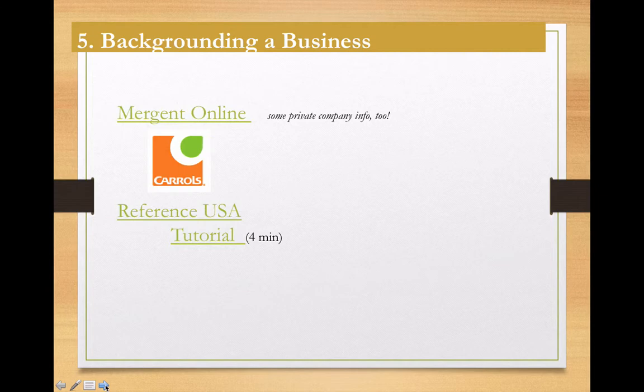Here's my fifth tip: how to background a business. There are two online databases. The first is Mergent Online. It even has some private company information. I've put Carol's here. It's a very large Burger King franchise owner. Check on Mergent and see if you can find out who's the CEO for Carol's Restaurant Group, and then what he or she makes. Another thing your professor might ask you about, so check it out.